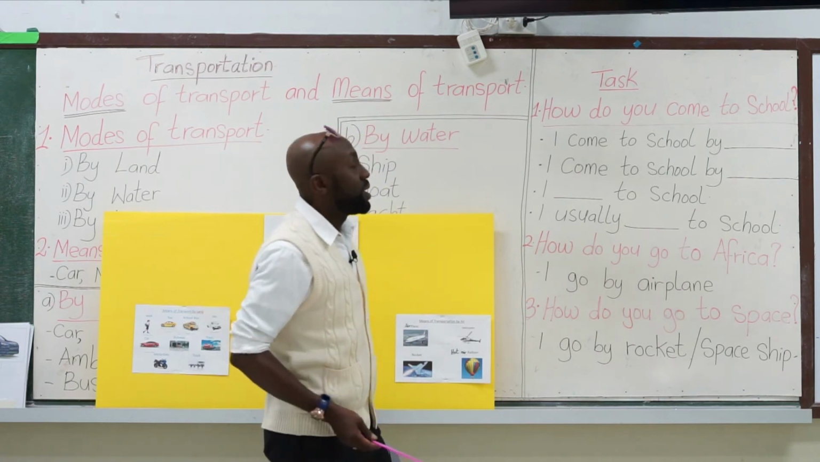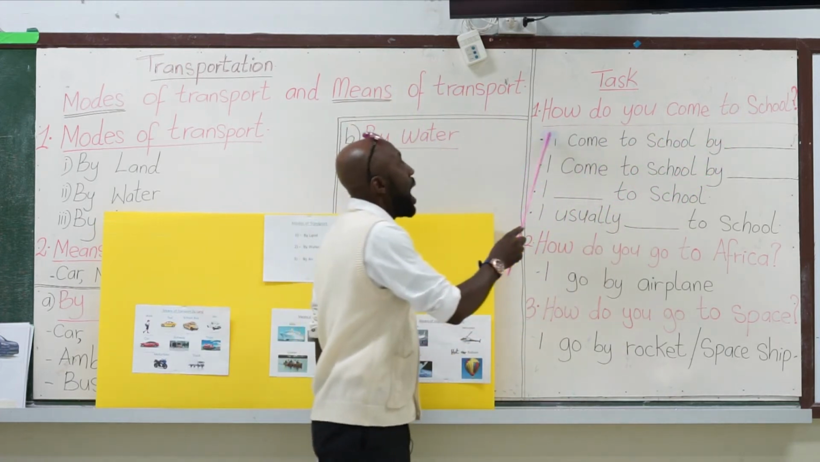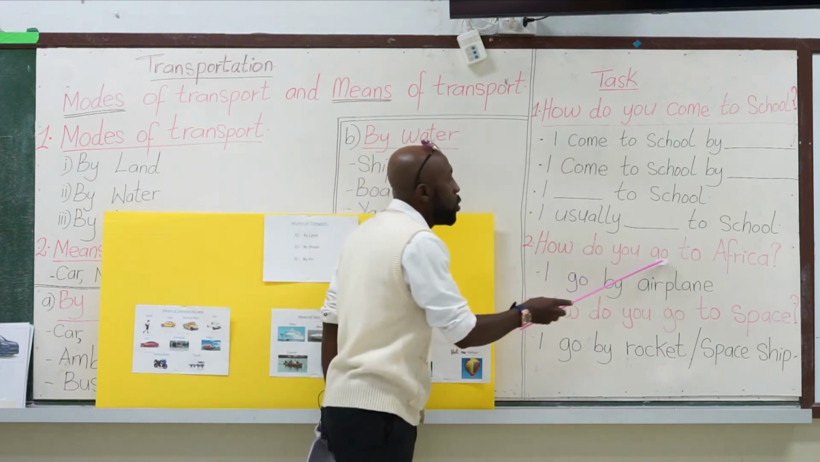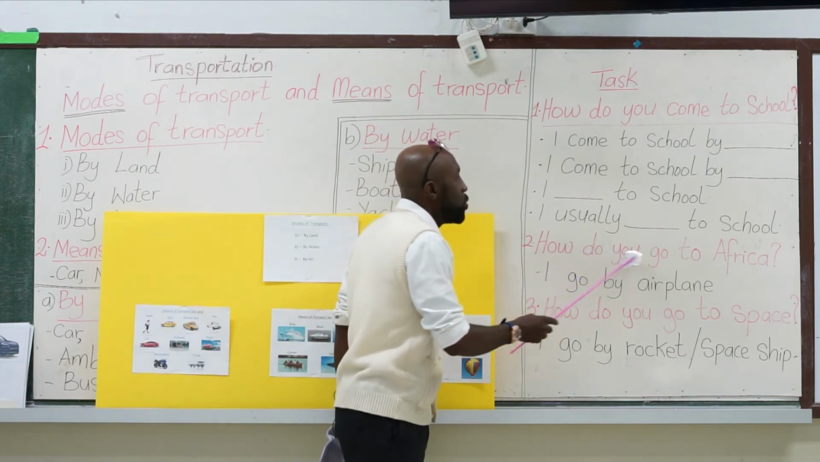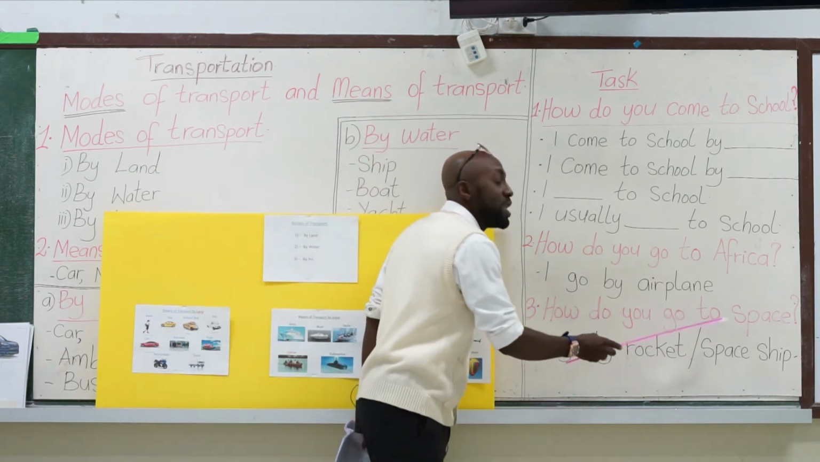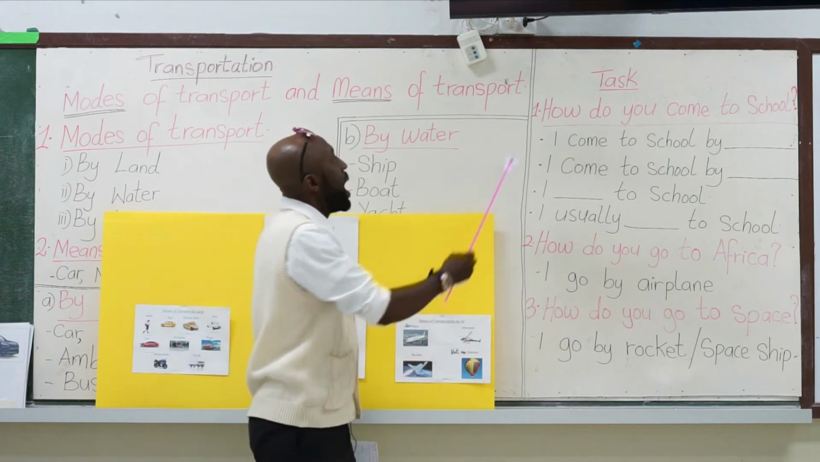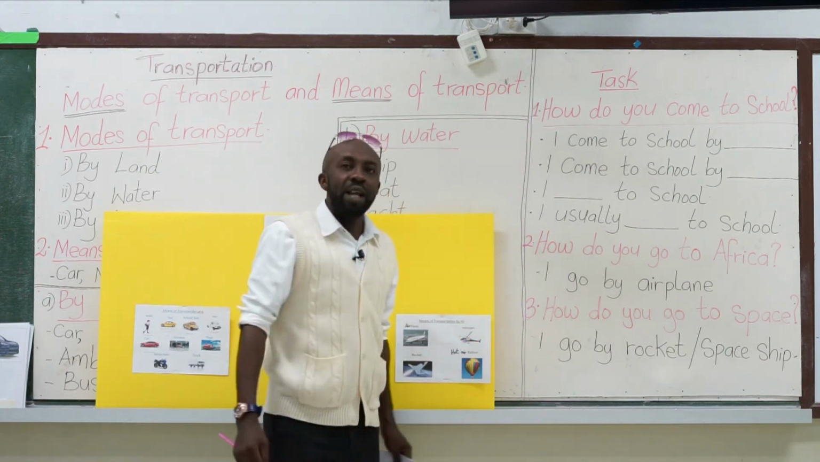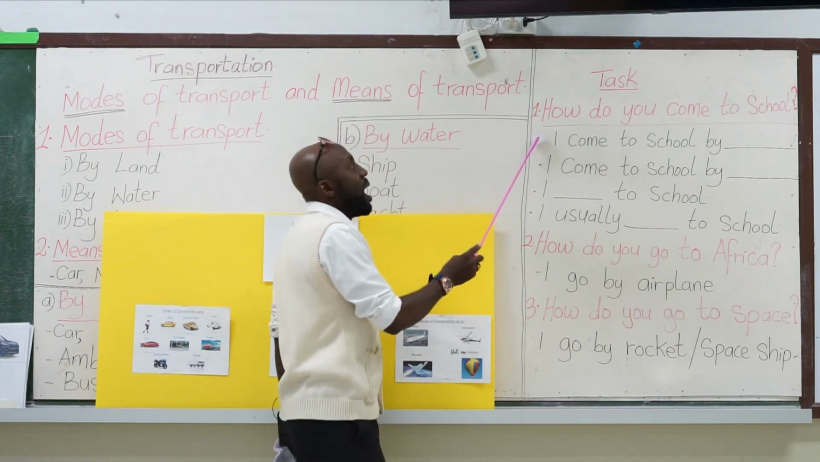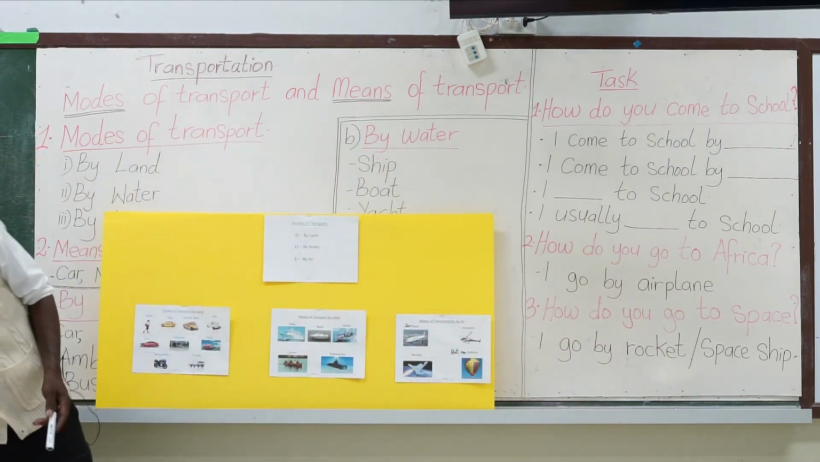Our main task is the question, how do you come to school? Number one, how do you come to school? Number two, how do you go to Africa? Number three, how do you go to space? Do you understand? Okay. So now we have three questions, and these questions require answers. So question number one, how do you come to school?